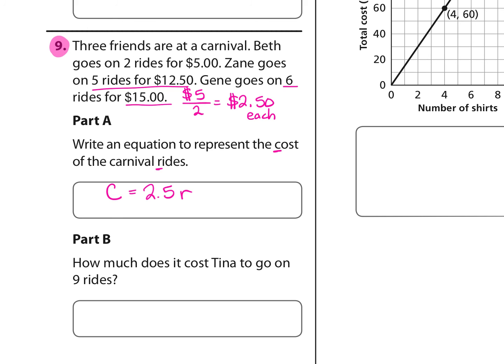Part B, how much does it cost Tina to go on 9 rides? Well, C is equal to 2.5 times 9 rides, or it's $2.50 each. When we multiply that, we get 22.5, which would be $22.50 for 9 rides.